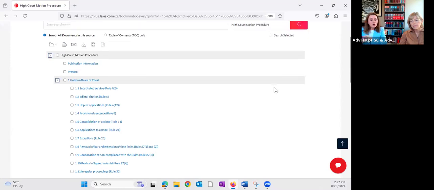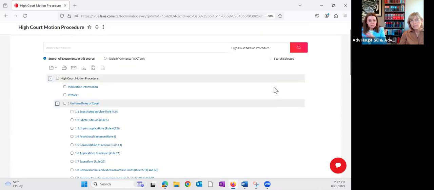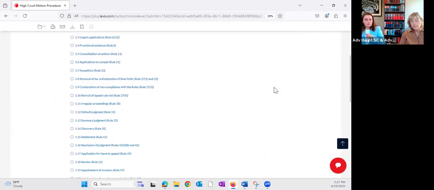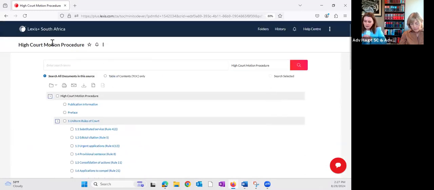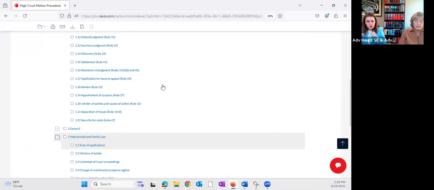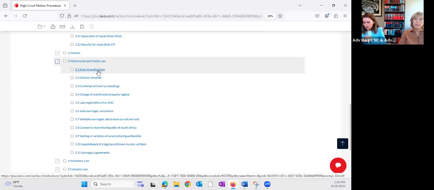Also have a look at your practice directives, because some divisions have certain practice directives that have to be complied with for particular applications. In Gauteng, for instance, to use the Rule 43 example again, we need to comply with the filing of a financial disclosure form. And that's very important, obviously, before you start drafting, to know what's in the financial disclosure form of your client.